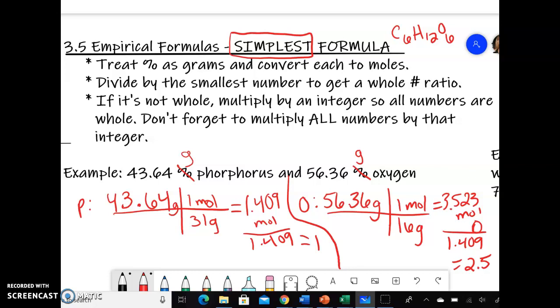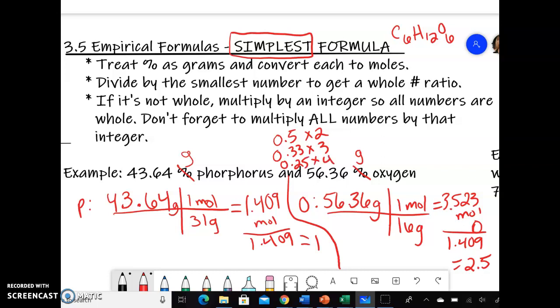So the last thing you need to do, that last step, is to find an integer to multiply everything by to make them whole. So you don't even have to memorize them. It's not bad if you want to. There's only 3 that you'll probably see. 0.5 you can multiply by 2, 0.33 you can multiply by 3, and 0.25 you multiply by 4.